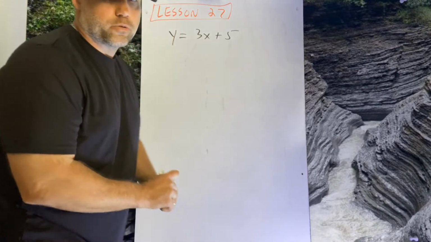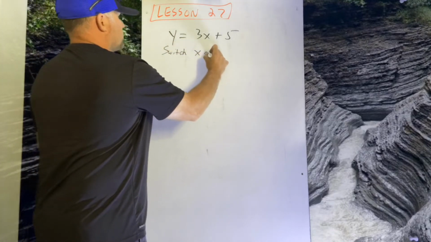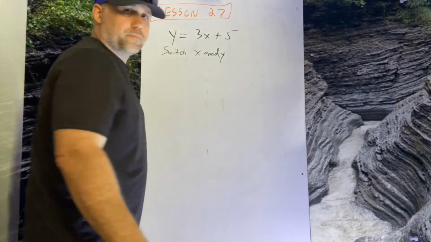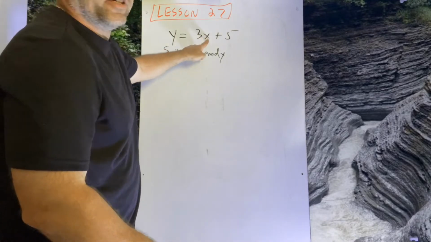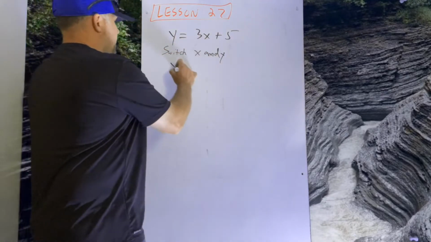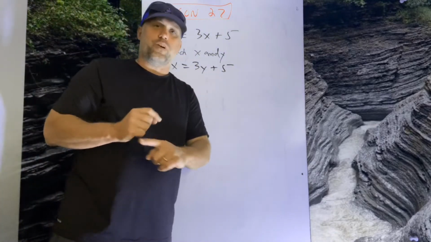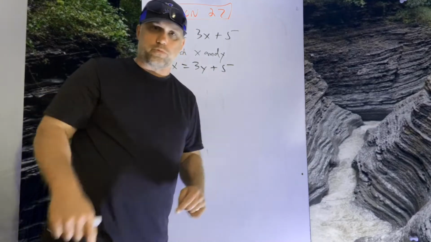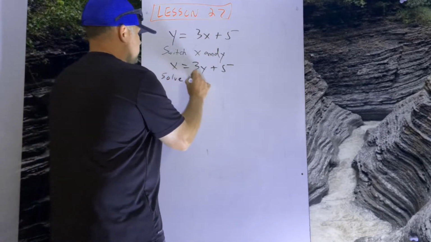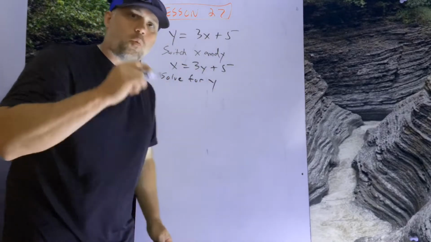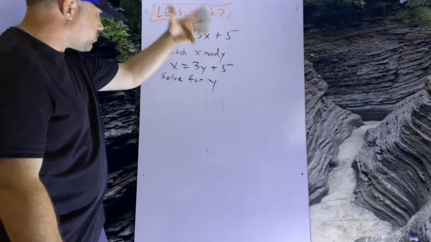So the first thing you want to do is you want to switch x and y. You want to flip-flop. So what I'm going to do is I'm going to take my y value, make it x, but take my x value, make it y. So I have x equals 3y plus 5. So I've just flip-flopped the x and y, and this is going to create those opposites that we're looking for. Next, I want to solve for y. I want to get y by itself, so I get it back to the original form that it was in when we started from, y equals whatever.